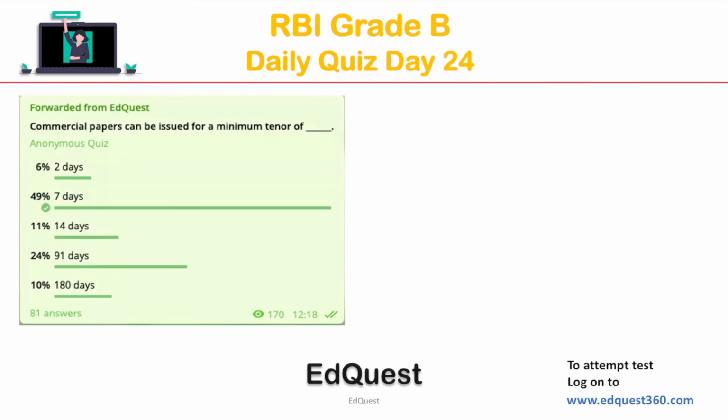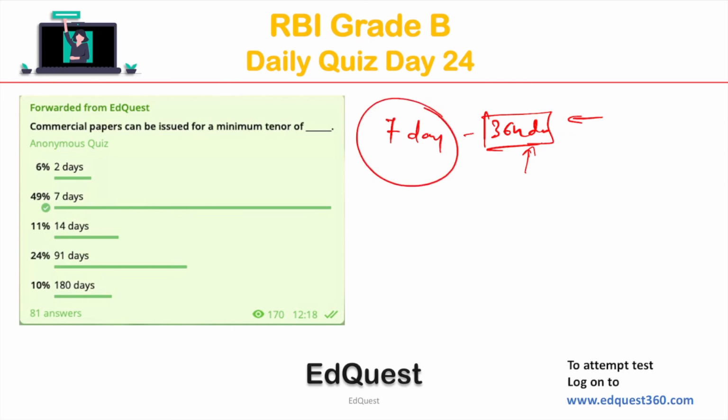The next question is again a very simple question. We have done these questions on money market repeatedly now. Commercial papers can be issued for a tenor of 7 days to 364 days. In our SEBI Grade A previously asked question series, we already did a question on this part, on what would be the maximum tenor, and in the explanation video I already explained that the minimum tenor can be 7 days. So that was an easy question. Let's move to the next question.